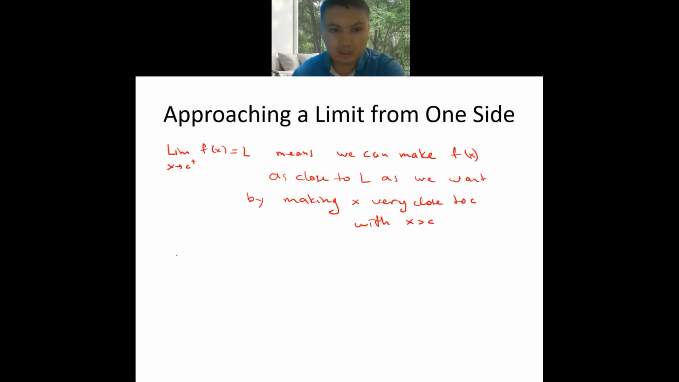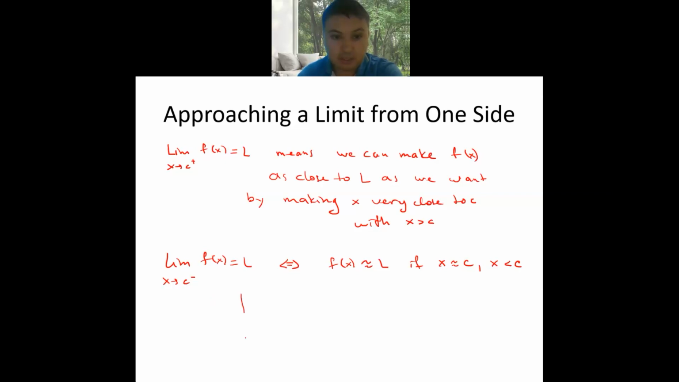And similarly, you can also say the limit as x goes to c from the minus side, which means from the left, of f of x equal to L. Let me just do this. This is if and only if f of x is very close to L when x is very close to c, but x is less than c. That's a shorthand for writing all these things, but let me also explain with pictures.